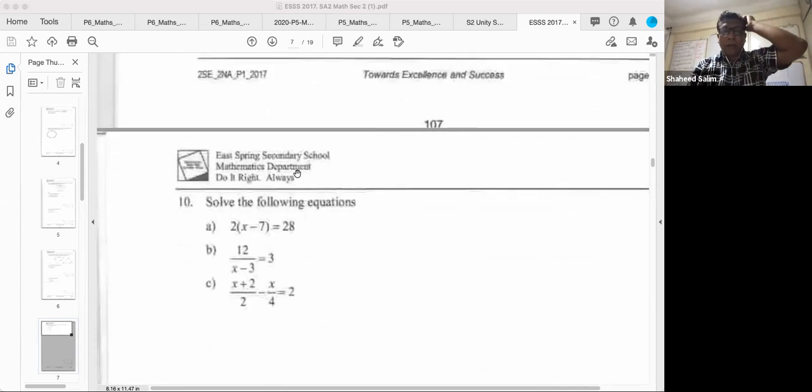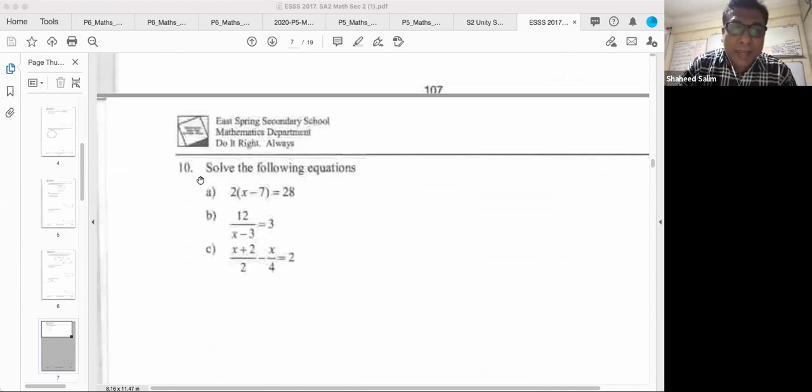You move to the next one. This one now. If they say the word solve, remember what do you solve? You solve a murder case. Means you want to find who's the murderer. In this case, you want to find what's X. Can we try now? Come. Okay, number 10. Come on.